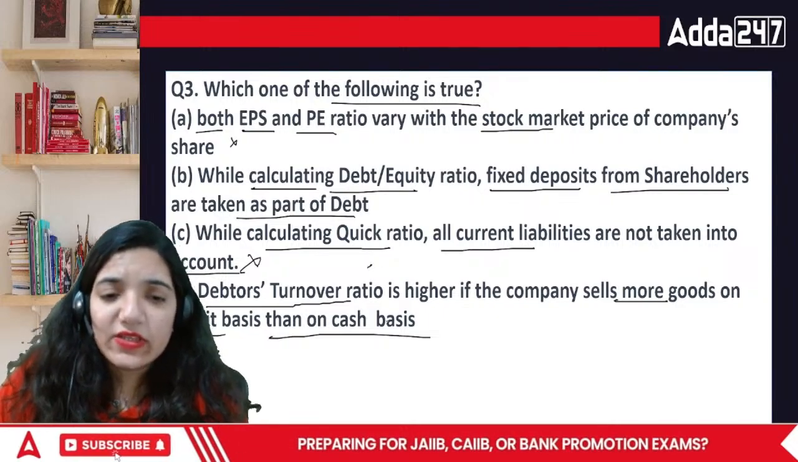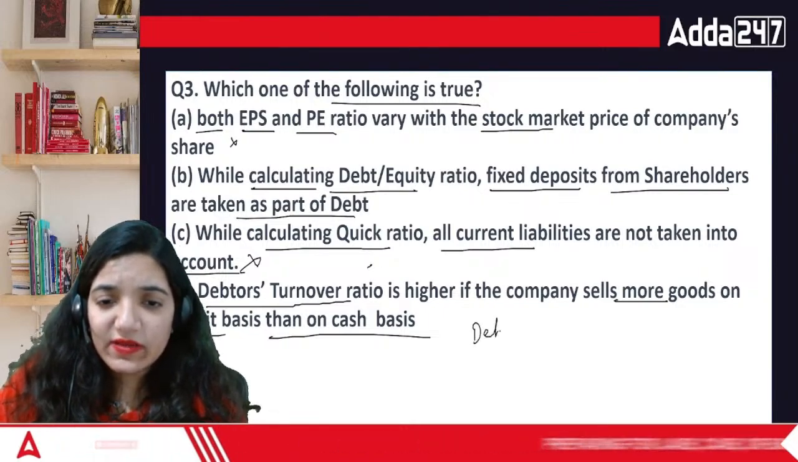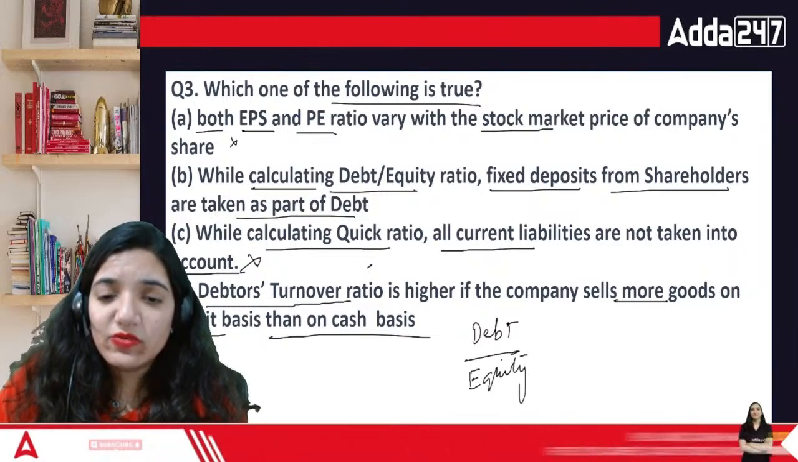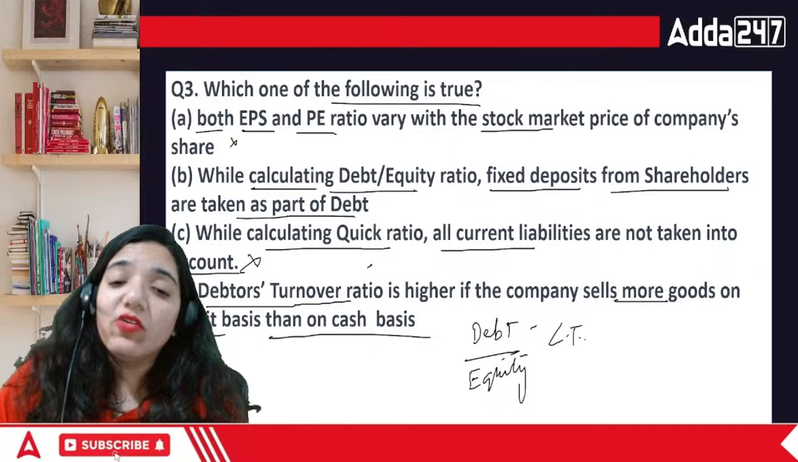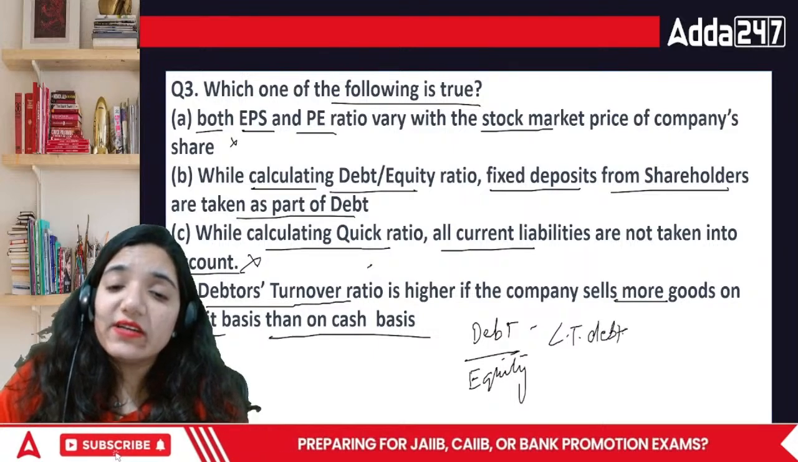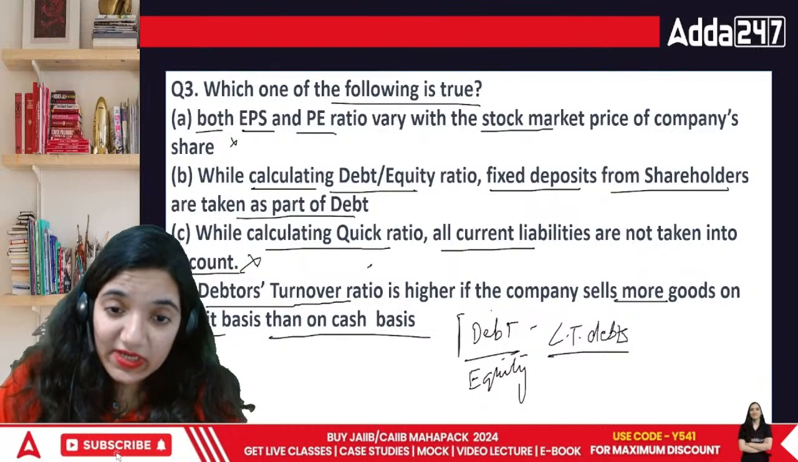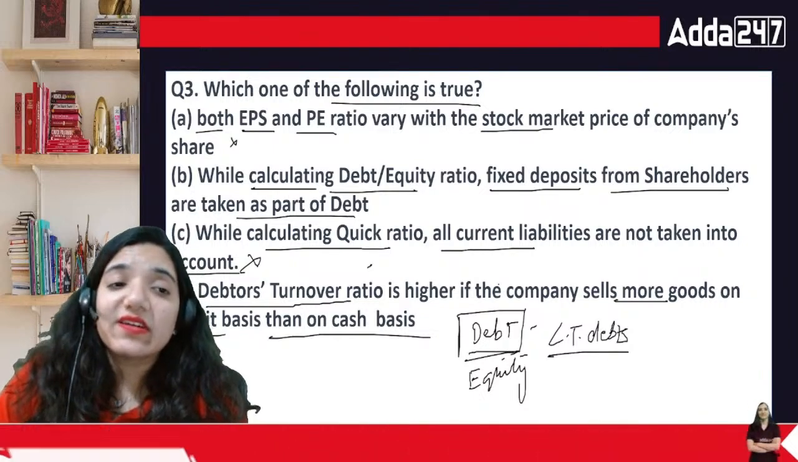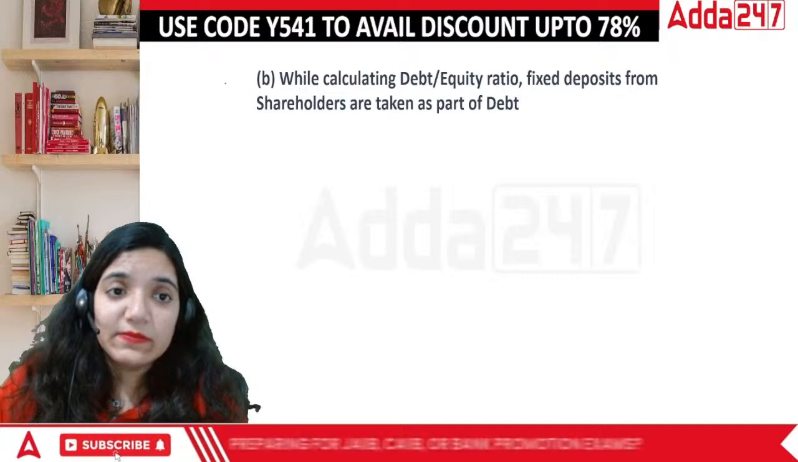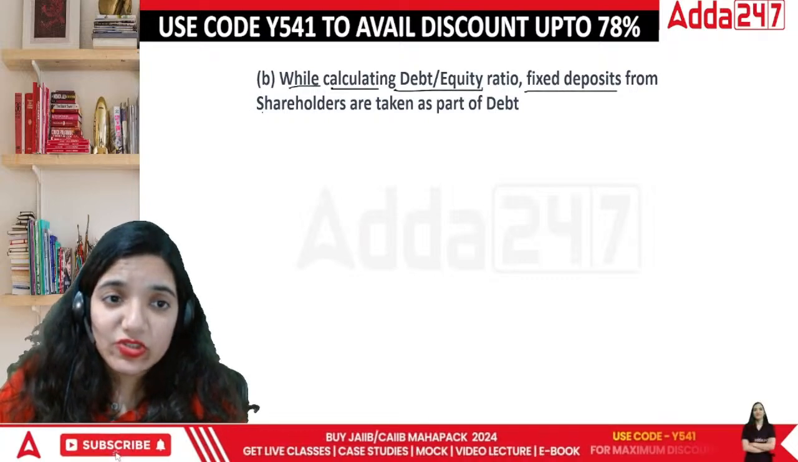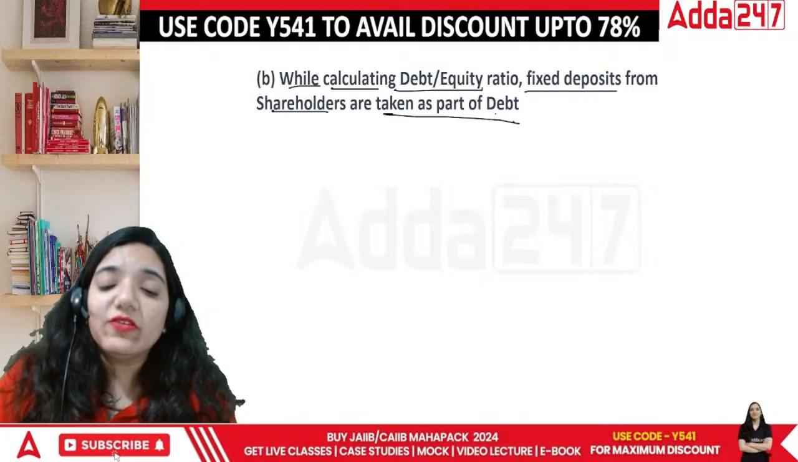The debt equity ratio, I think this is correct. Why? Because in terms of debt, what will we do? Debt is basically the long term loans that we take. Those are called long term debts. The long term debts are a part of debt in this case. So the correct answer is B. While calculating debt equity ratio, fixed deposits from the shareholders are taken as a part of debt.